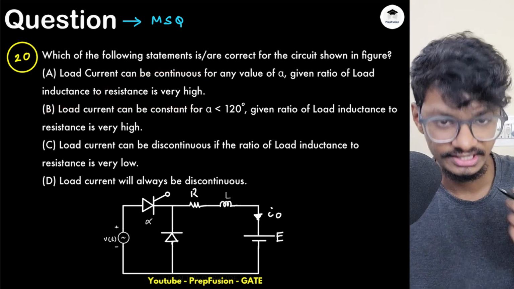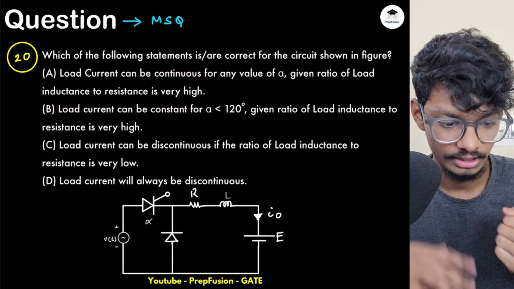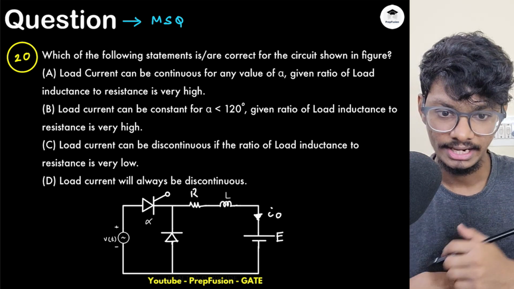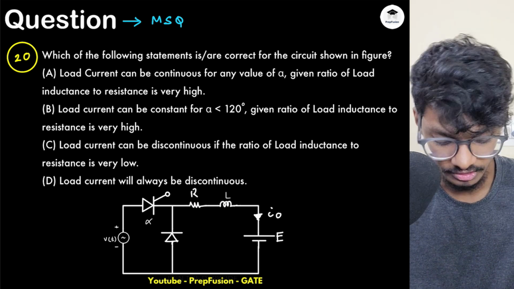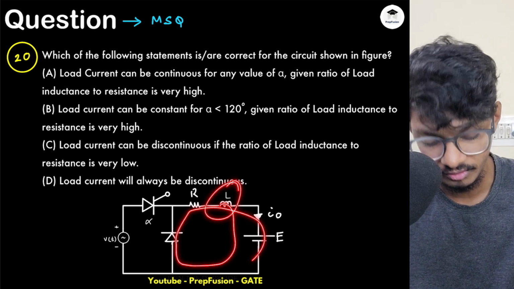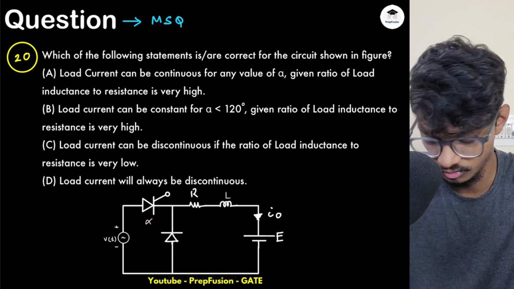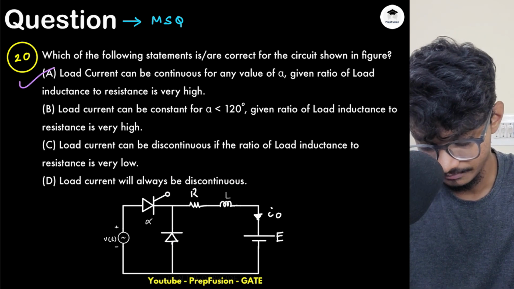If my L by R is very high, then it will take more time to discharge, and as it takes more time to discharge, the load current will be continuous always. Load current will be continuous because this inductor will keep the freewheeling diode on until the SCR is triggered. So this first statement is correct.